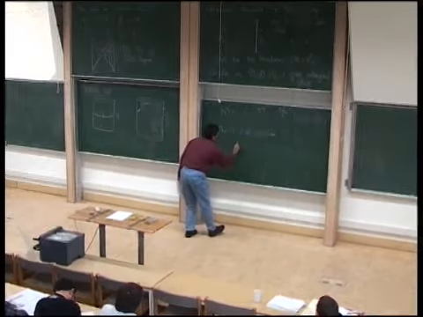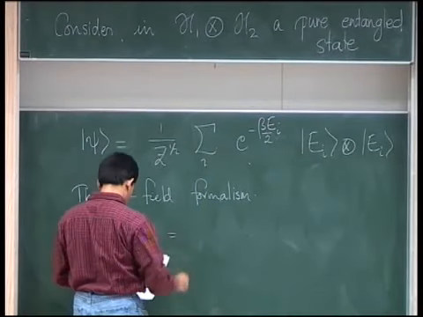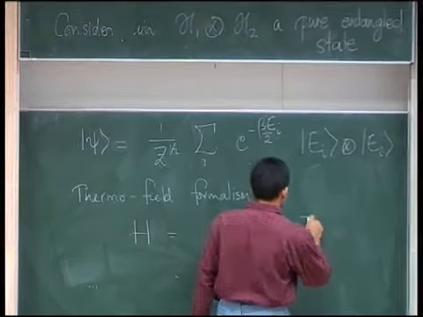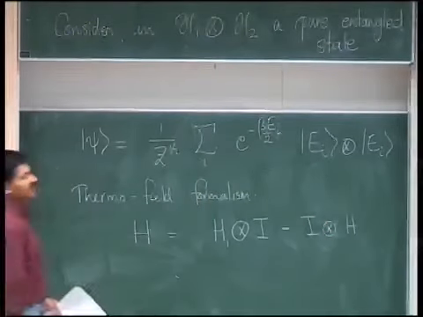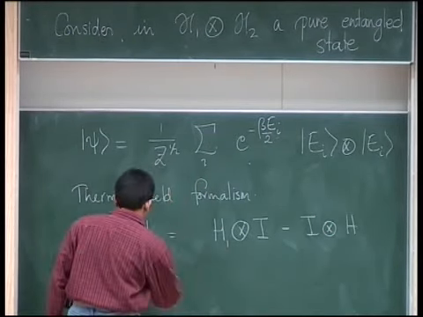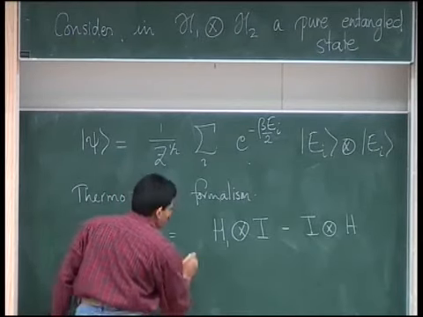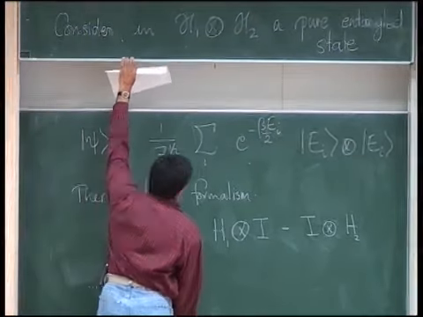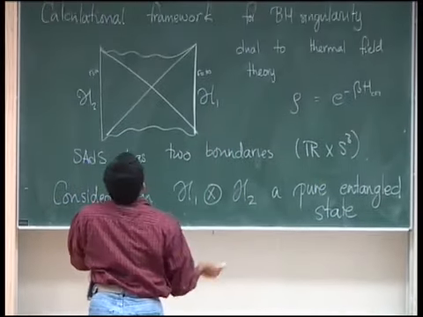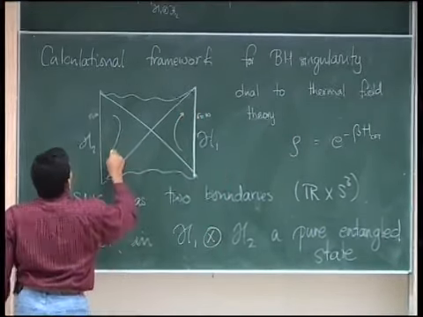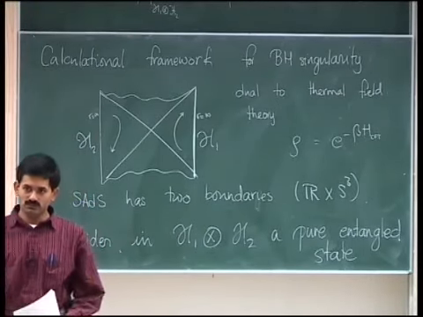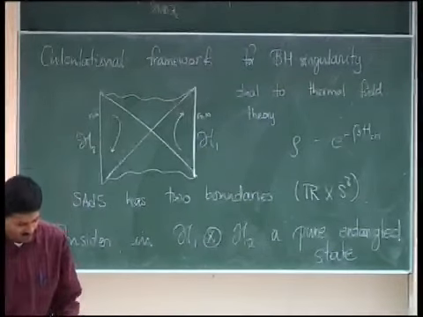And the rules of evolution here are that the Hamiltonian in the tensor product Hilbert space is nothing but the Hamiltonian in the first minus the Hamiltonian in the second, because if you go back to the geometric picture, you find that time runs up on one side of the geometry and runs down on the other side of the geometry. Okay.